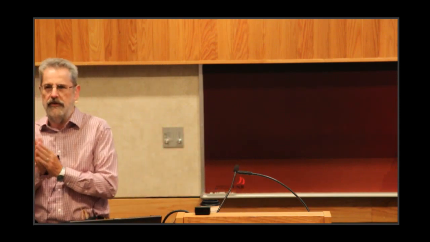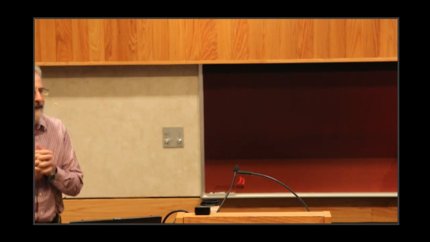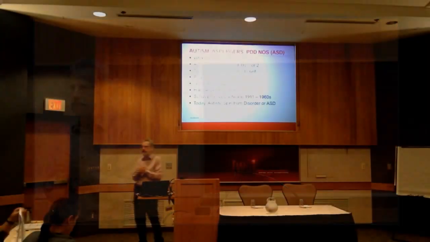So, autism, Asperger's, PDD-NOS. This is going to be very familiar for anyone who was here yesterday. What are they? Well, right now, under the current DSM-5, which is the Diagnostic and Statistical Manual, it's produced by the American Psychiatric Association.